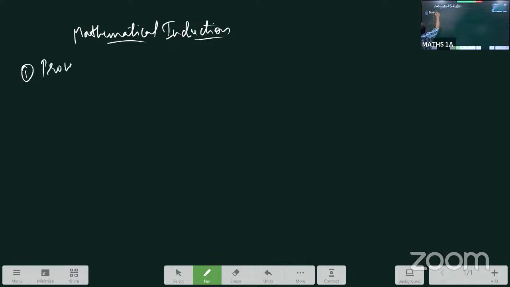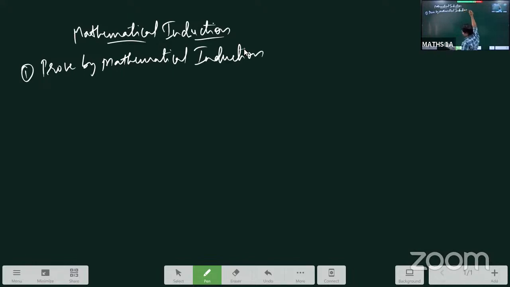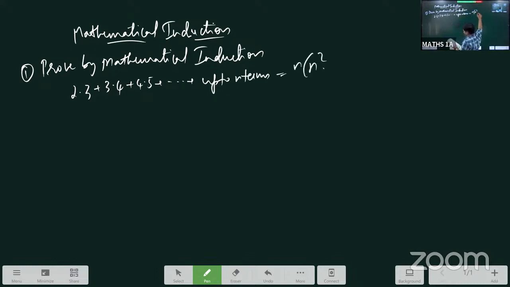Prove by mathematical induction: 2 into 3, 3 into 4, 4 into 5, plus so on, plus up to n terms, that is n into n square plus 6n plus 11 by 3. Right? We are going to prove this by mathematical induction.